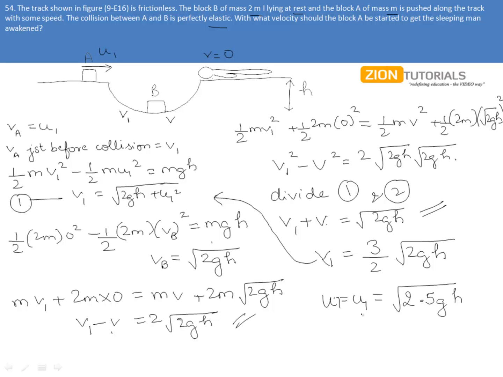So this is the velocity that must be given in order to have the velocity of B to be 0 when it hits the man. So the velocity can be u or greater than this, depending upon with how much velocity you want to hit this person. But this is the minimum that you need.